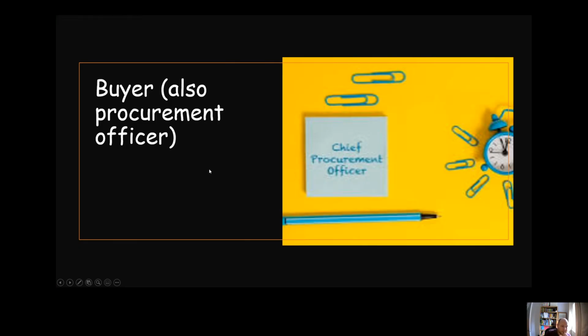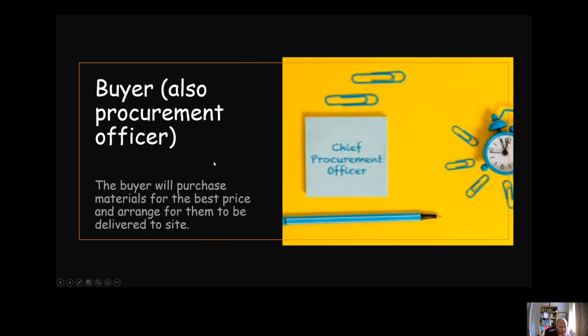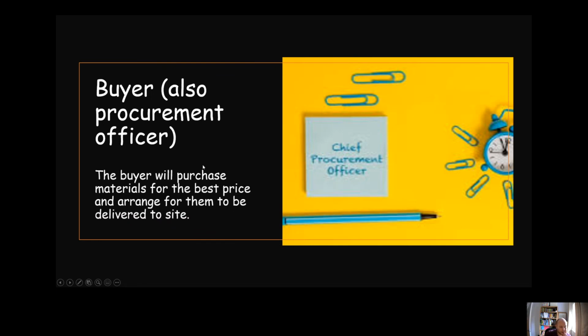The buyer, also known as the procurement officer, is the person who would purchase the materials once the job started. Some companies have buyers who would negotiate with suppliers to see if they could get better deals, basically.